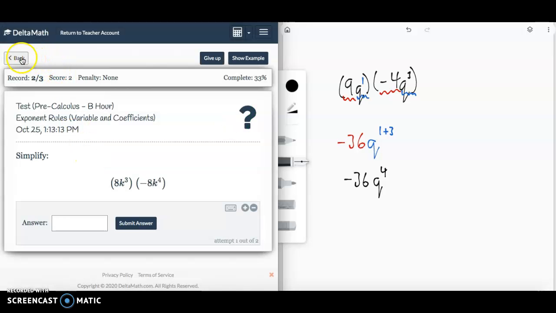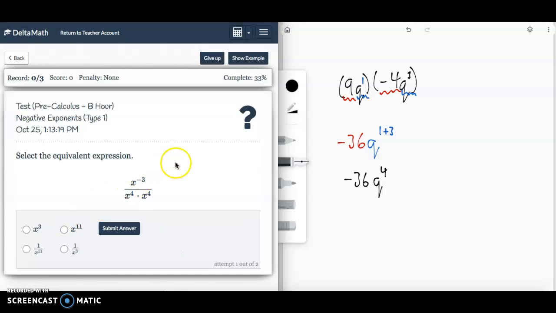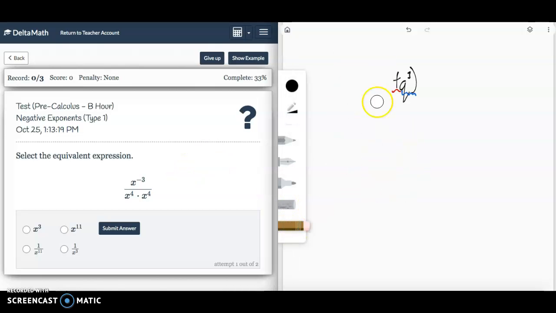Lovely. And the next one will be more of the same. So I'm going to go back and now look at negative exponents, and we'll look at the first type. In this type of problem, it's going to be multiple choice, and I'm going to show you how we work through these ones. So basically we start off with this expression: x to the negative 3, and then x to the 4th, x to the 4th.